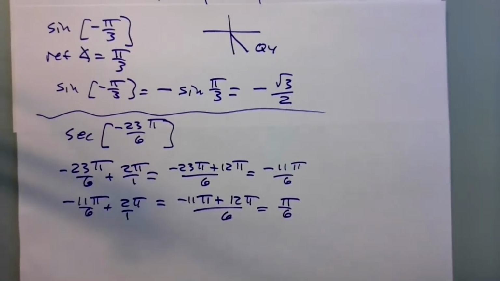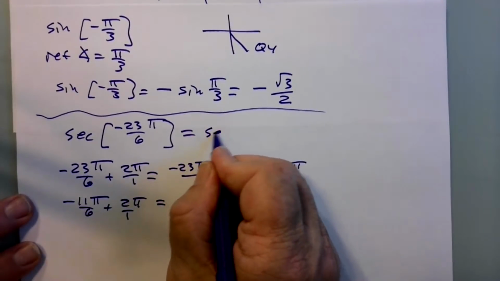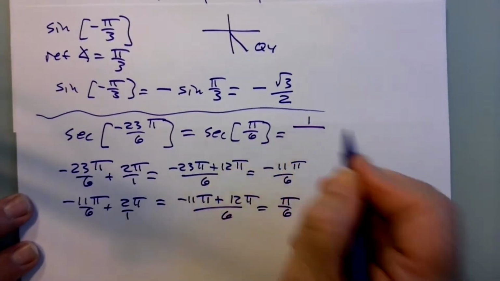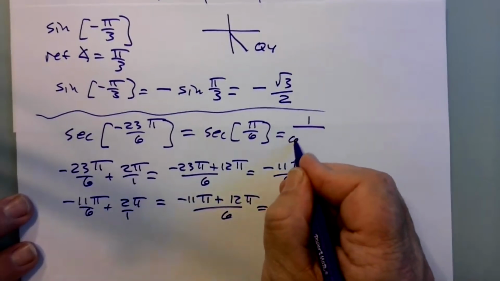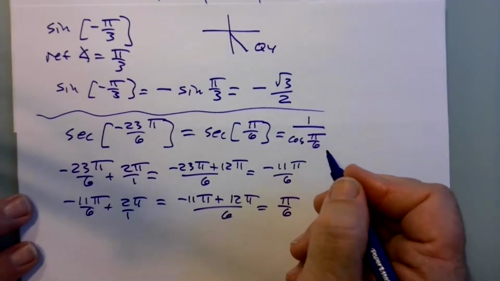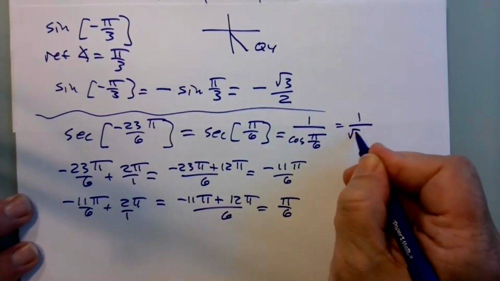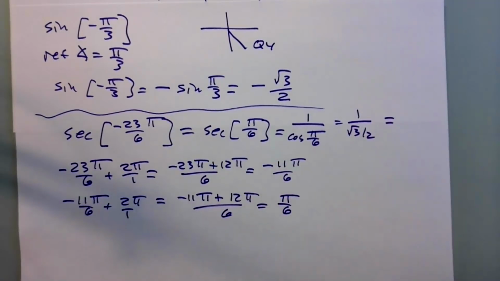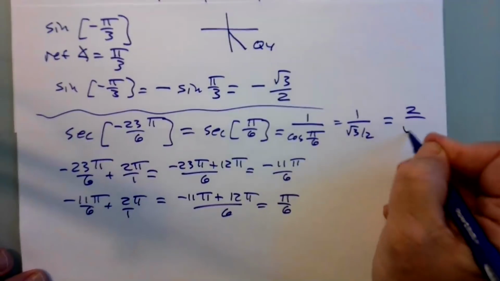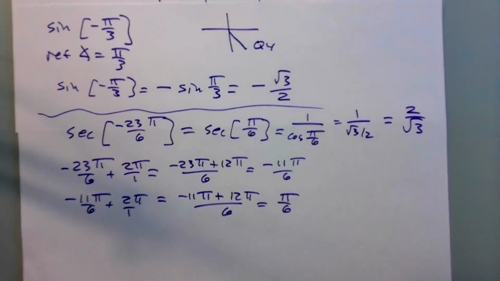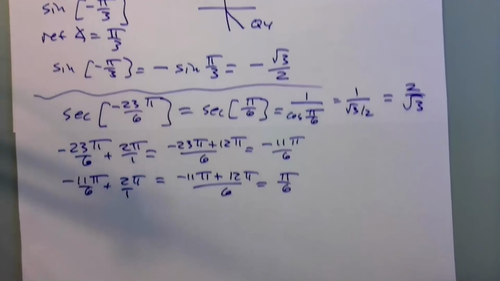Very good. That's something that I can use. So secant of negative 23 pi over 6 is the same thing as secant of pi over 6 using coterminal angles, which is 1 over the cos of pi over 6. Cos of pi over 6 is root 3 over 2. 1 over root 3 over 2. So we'll finish this off with 2 over root 3, which you could rationalize the denominator, but I am not going to require that you do that on your exam. I apologize for the shadows.